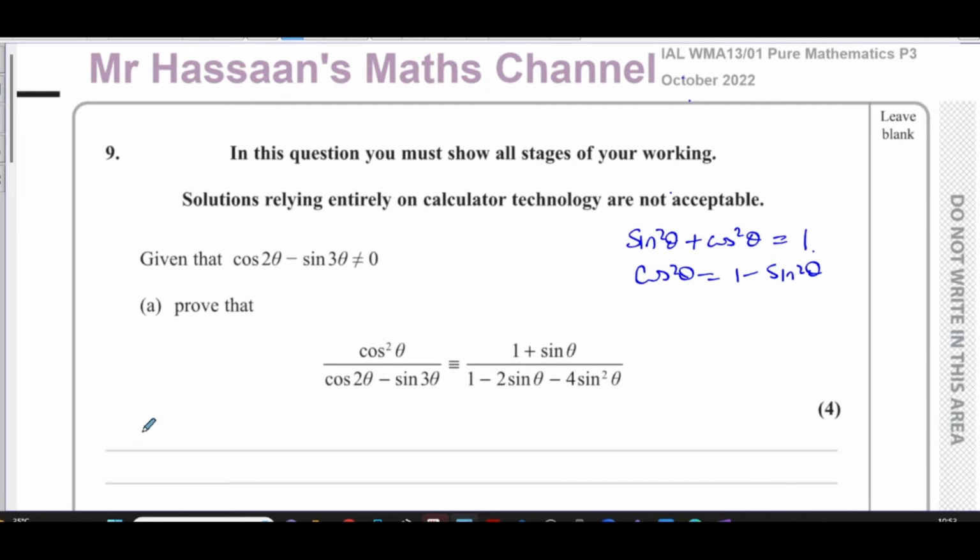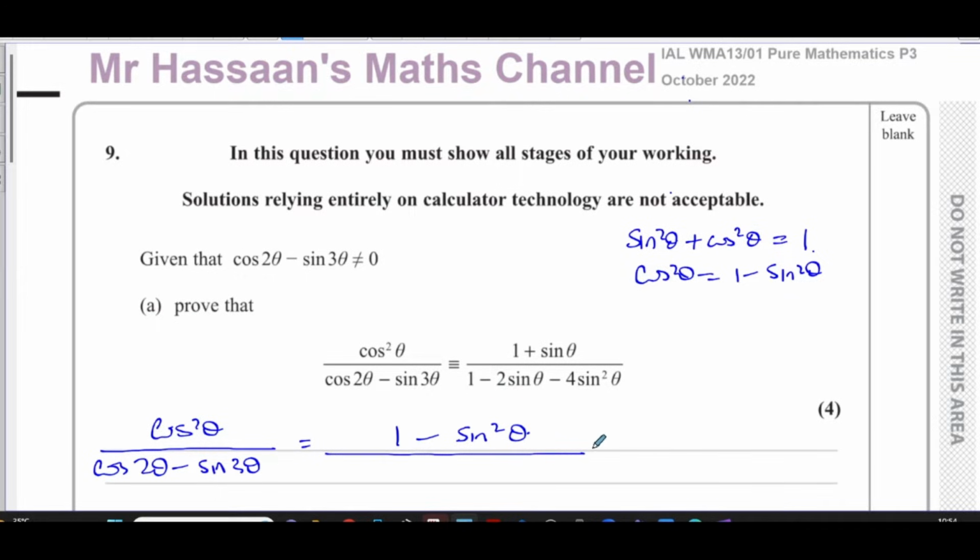So that's the first step I think I'll take. Start again: cosine squared theta over cosine 2 theta minus sine 3 theta. So the first step, I'll write this as 1 minus sine squared theta on the numerator. Okay, that's the first step.